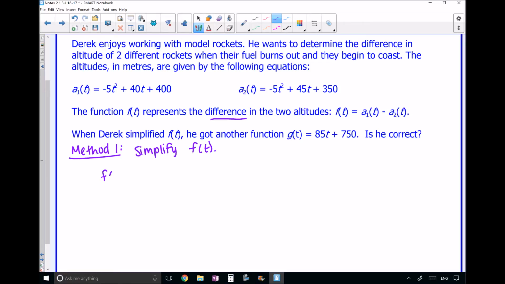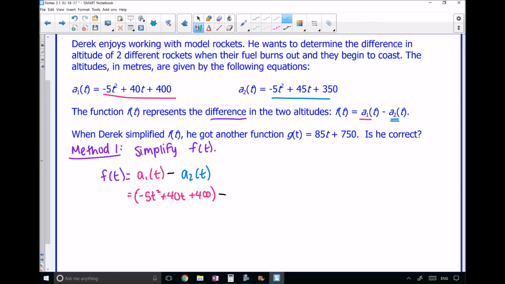Okay, so we know that f of t is equal to A sub 1 of t minus A sub 2 of t. Okay, so I'm literally going to take A sub 1 of t, which is this expression right here, and I'm going to say it's equal to negative 5t squared plus 40t plus 400. Okay, and then I'm going to subtract A sub 2 of t, which is this function right there, I should say rather. So minus negative 5t squared plus 45t plus 350.